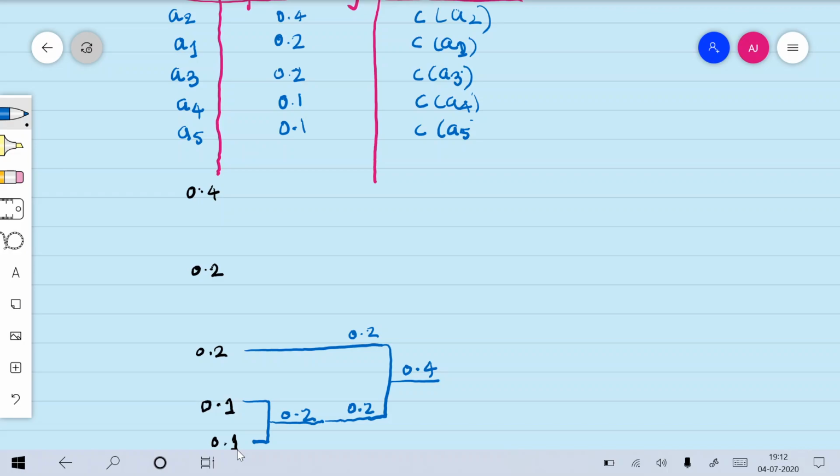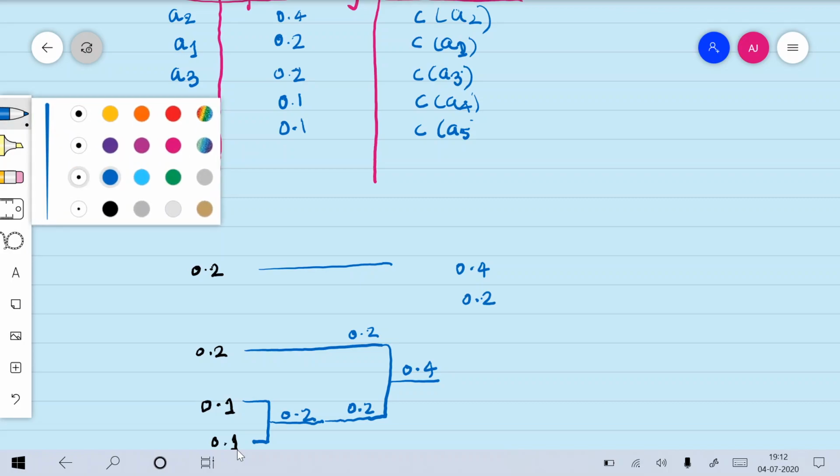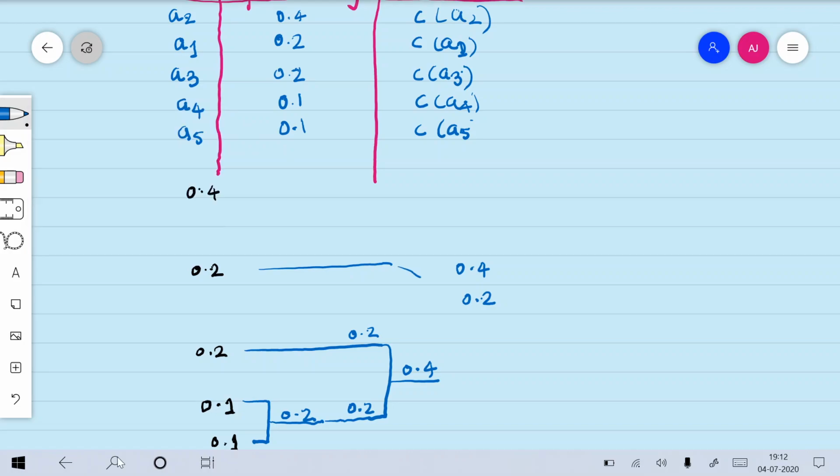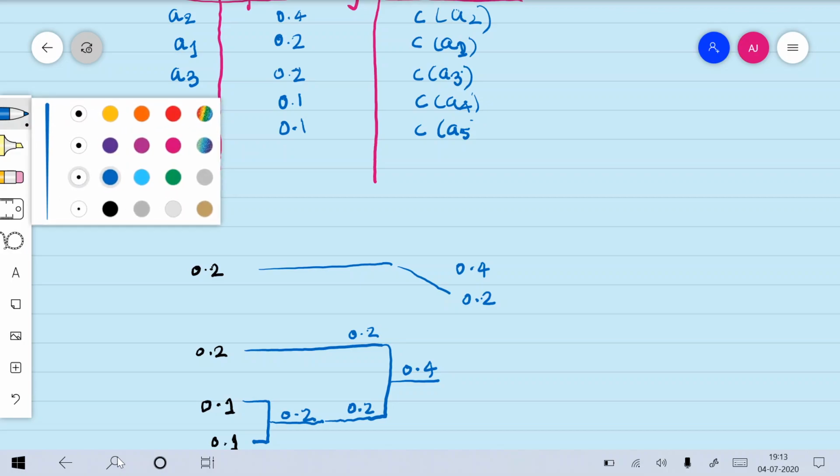Now I check. If this is 0.2 and this I have as 0.4, this is a higher probability. So what will happen? This 0.4 will come up and this 0.2 will be shifted here. Let me indicate with a different ink if I'm able to. Okay, the ink did not get changed. Let me try it again. Yeah, I think now it should work.